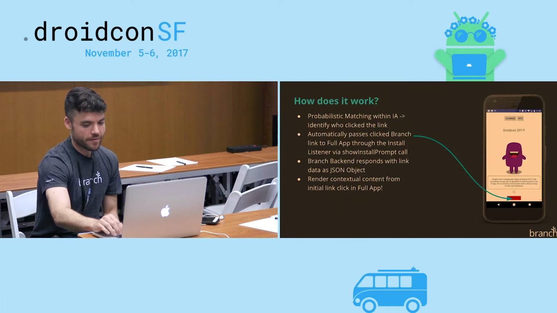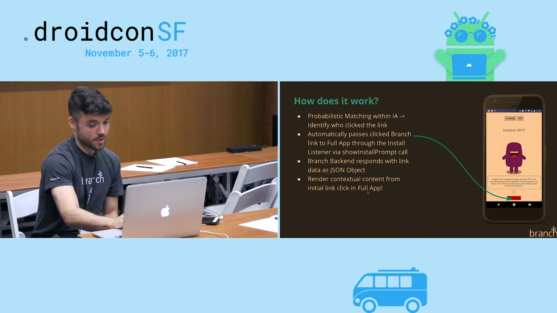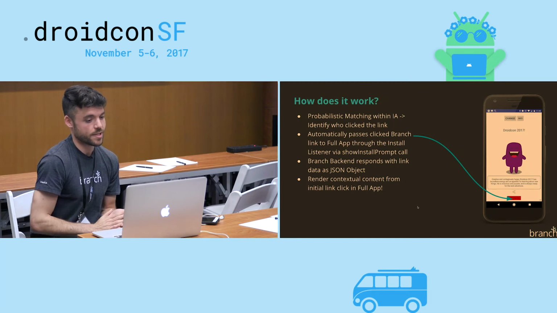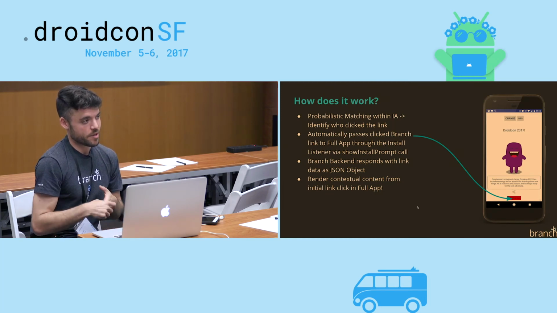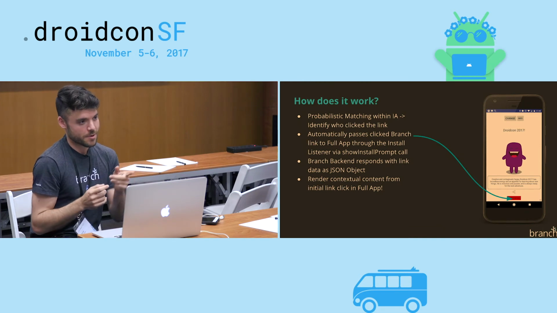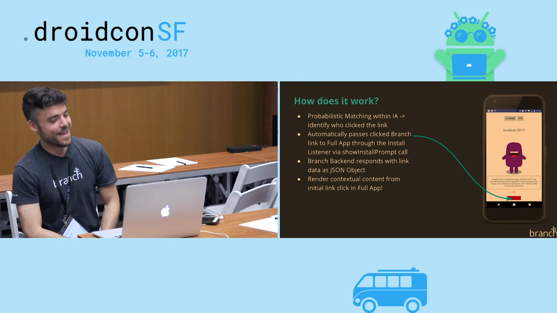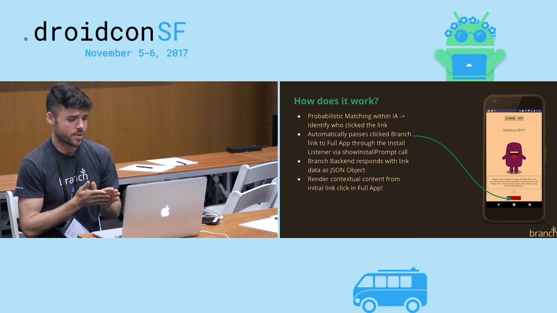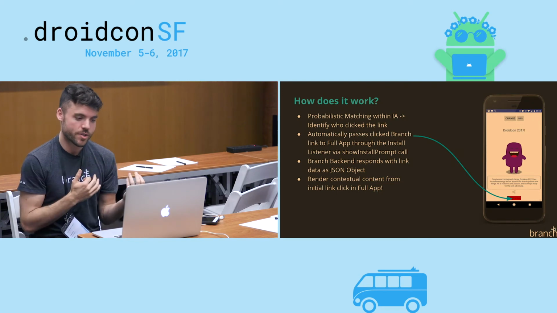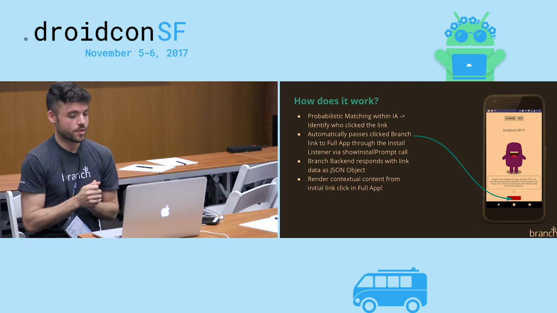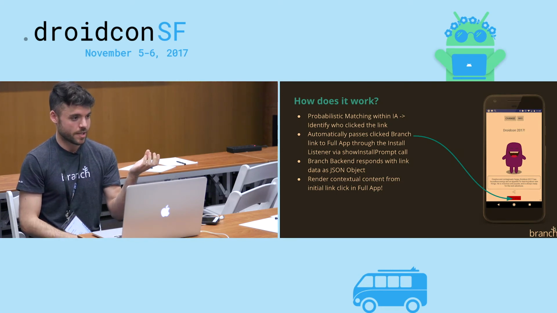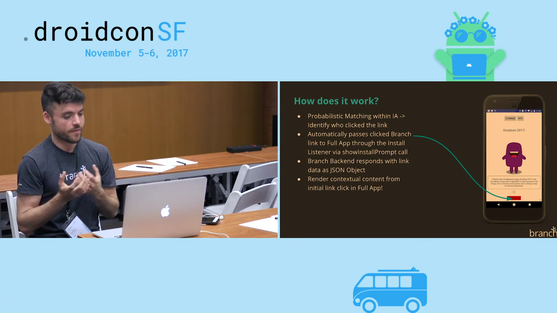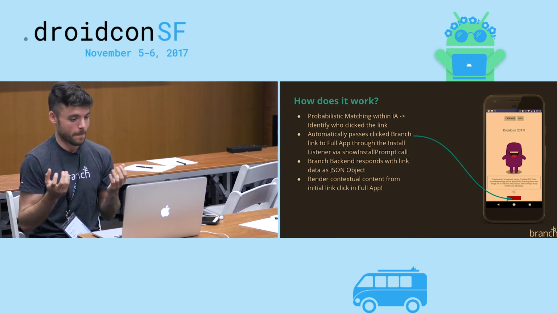Just to give a little information on it, we use probabilistic matching. So when someone clicks a Branch link to enter an instant app, we gather metrics about their device and fingerprint them. That's correct, Sergeant? Yeah. We then have this cool function within the Branch SDK called show install prompt, which calls Google's function show install prompt, which allows you to pass install data from your instant app to your full app. So that's sort of how the context is carried through.